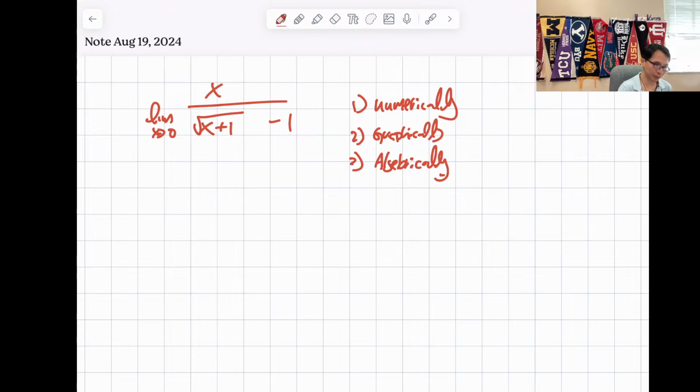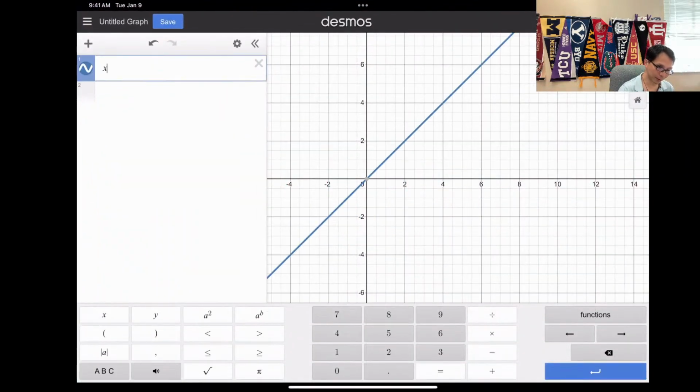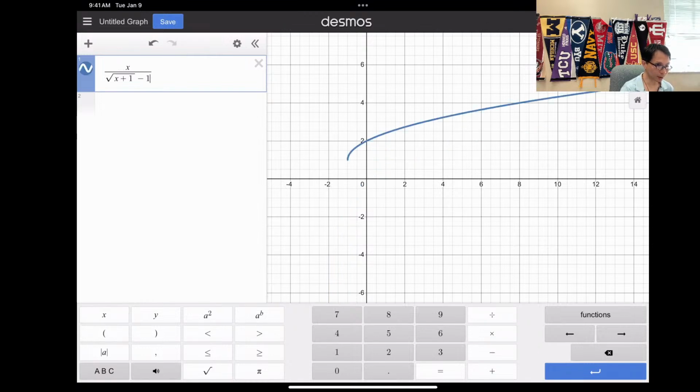How do I do it numerically? I just plug in a value. I can say x over the square root of x plus 1, minus 1, like this, and it's going to get this graph.